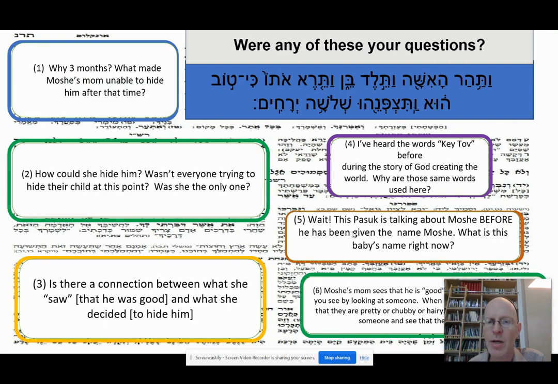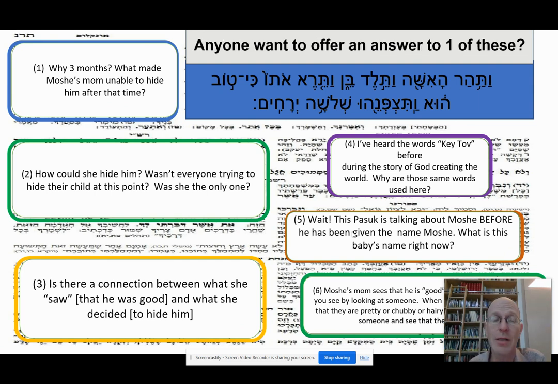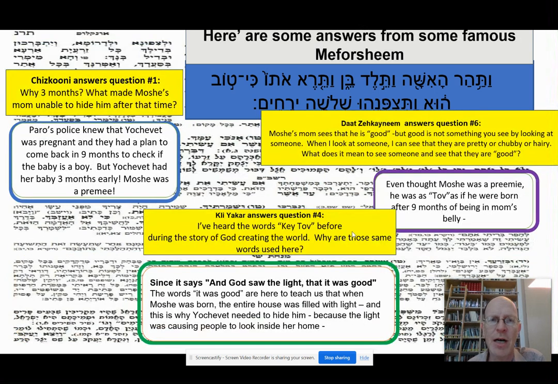And then I bring up as many questions that I can find about the pasuk from just our traditional commentators. And then you can go over this, and the idea is, were any of these your questions? So maybe they would get a point if they got those questions. And then anyone want to offer an answer to one of these questions, you can take someone from the, I want to talk about 5. I want to talk about 1. Obviously, this can go on forever, so you have to really be conscious of time.